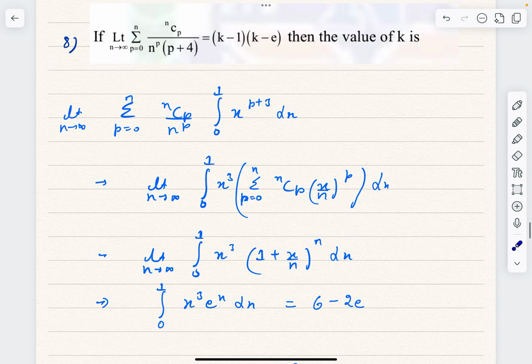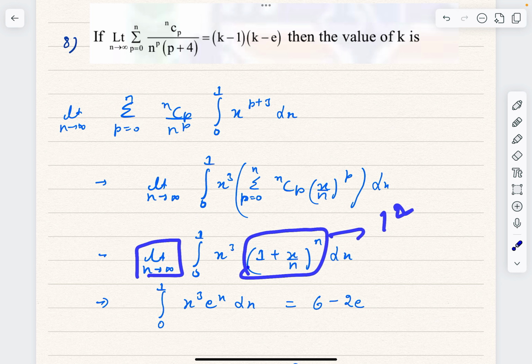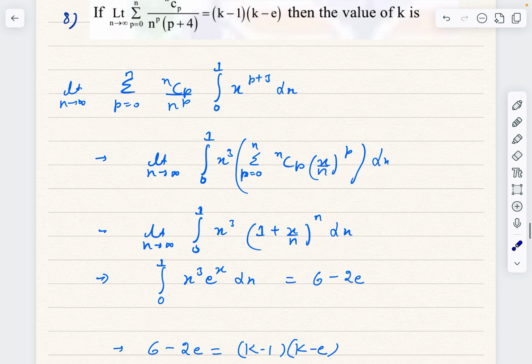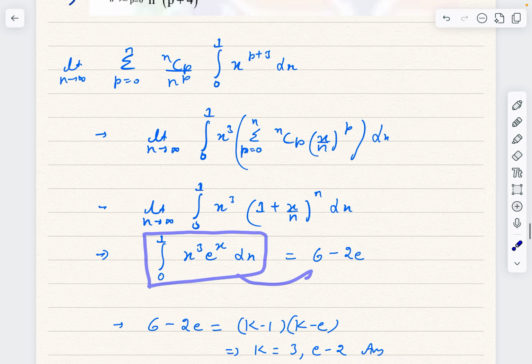And if you see this, there is limit n tends to infinity. It will become 1 power infinity form. So when you solve that, it will come out to be e^x only. You can solve 1 power infinity form as e power (f(x) minus 1) into g(x). So n will get cancelled out, 1 will get cancelled out, you get e^x only. So this is x here. So integral from 0 to 1 of x cube e^x dx. When you solve this integral, you get 6 minus 2e.